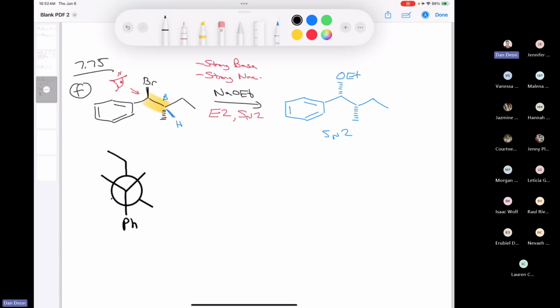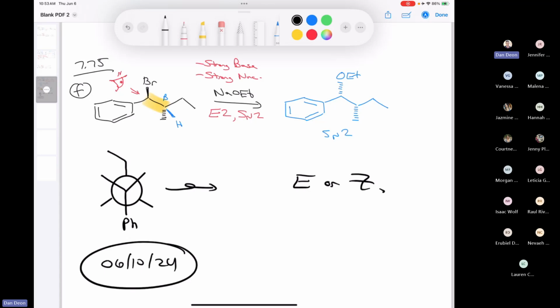Before next class. And then what you're going to see is, once you fill this out, you're going to have to manipulate that Newman projection and figure out whether you end up with the E alkene or the Z alkene. Is it E or Z? And we will solve this first thing in class on computers. This is a joke. On June 10th. Okay, we're going to take a look at this problem to start the day.